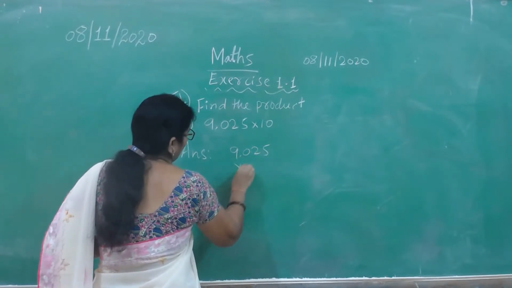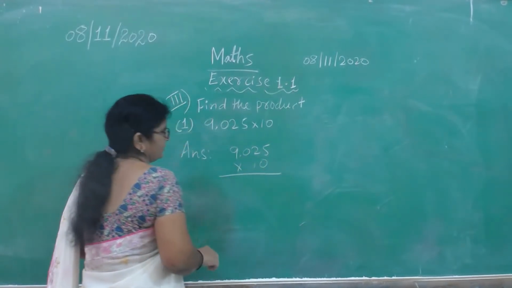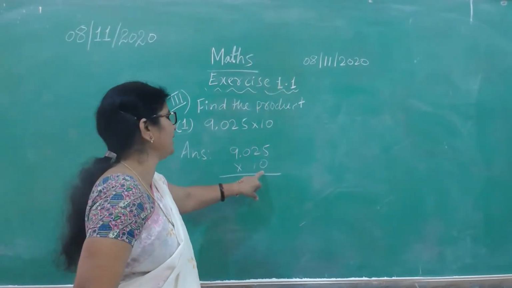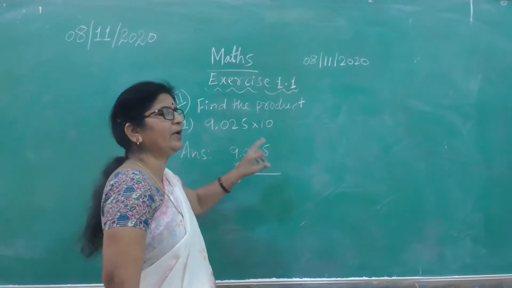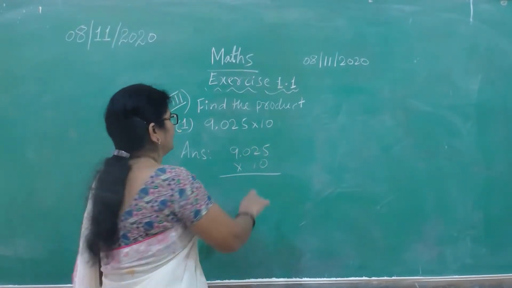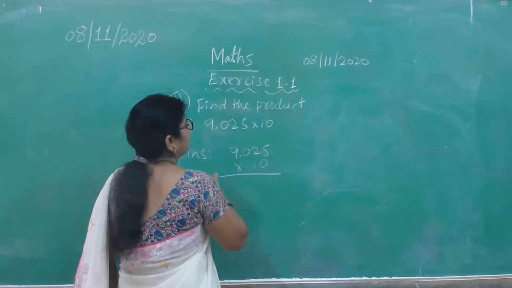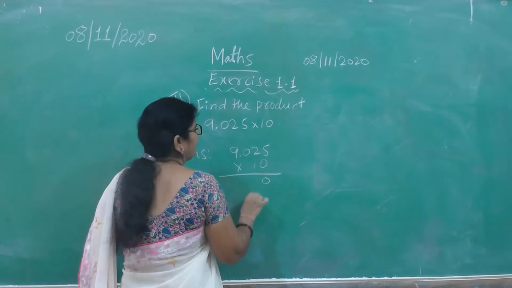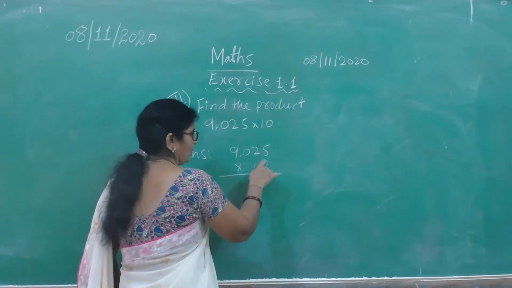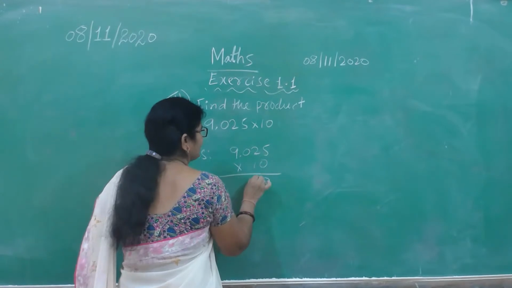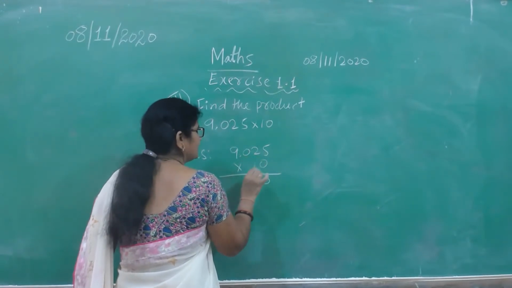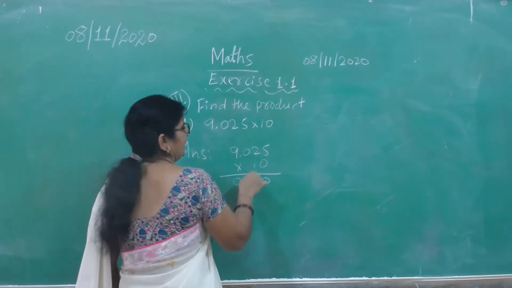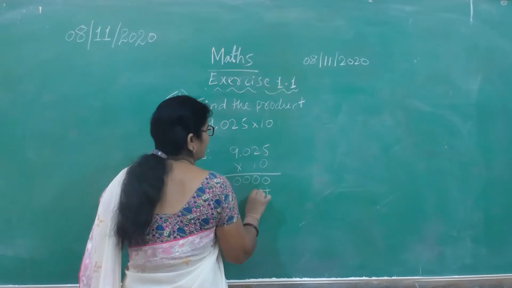9,025 into 10. Already you know that in properties I have explained, 0 into any number is 0. So here these are all in the first row. If you multiply, you get the product 0. 0 into 5, 0, 0 into 2, 0, 0 into 0, 0 only. 0 into 9, 0.